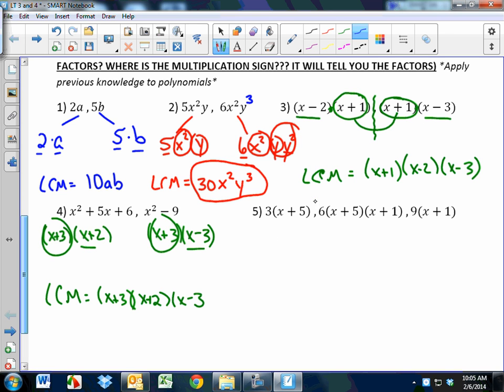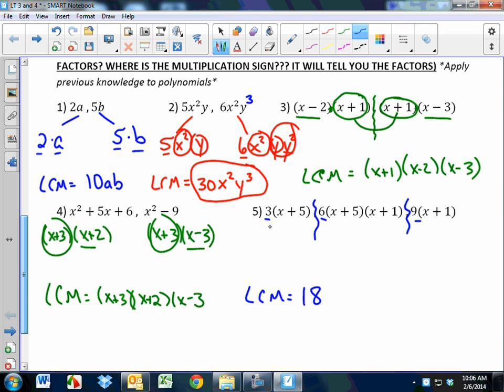Let me exaggerate the comma so you can see that there are 3 different polynomials that we're going to have to find the common denominator, common multiple for. I like to take the monomials 3, 6, and 9 and deal with them first. Some of you can just look at the numbers 3, 6, and 9 and think, what's the common denominator between a 3, 6, and a 9? Some of you just look at those numbers and say it's 18.